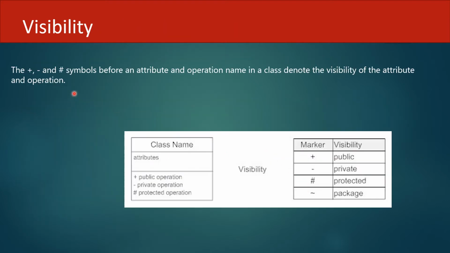Now let's see the visibility. The plus, minus, and hash symbols before an attribute and operation name in a class denote the visibility of an attribute and operation. So plus represents public, minus private, hash protected, and the tilde symbol package.